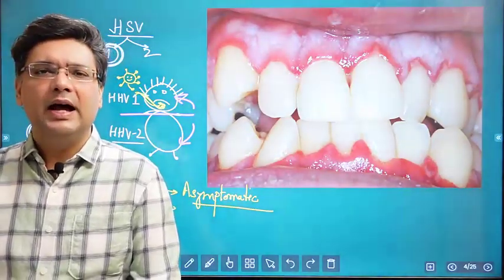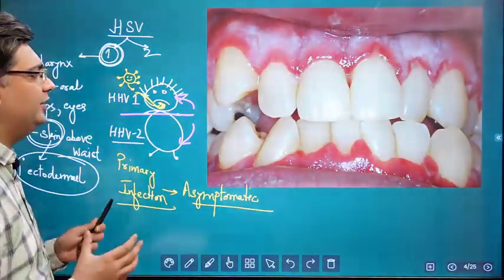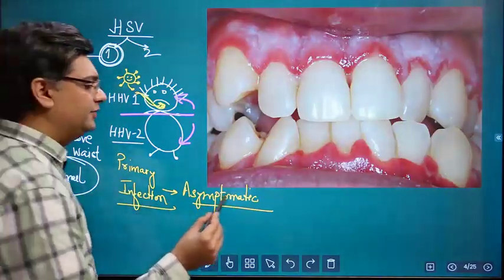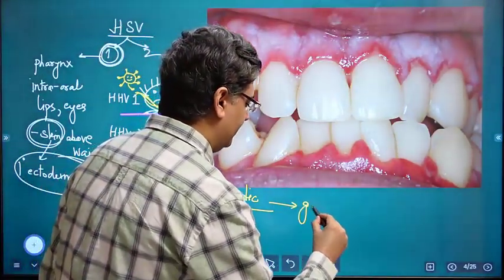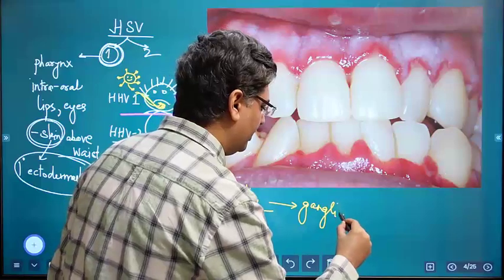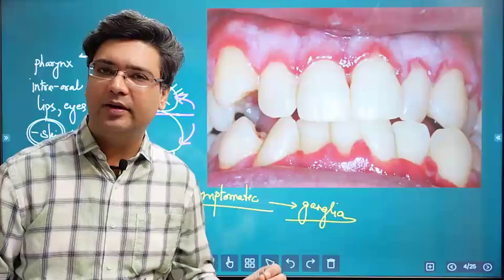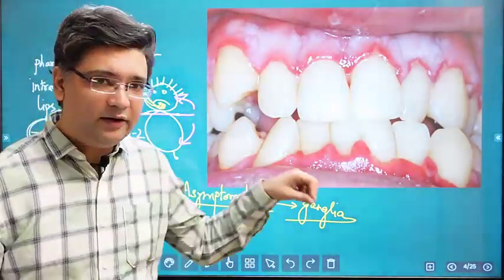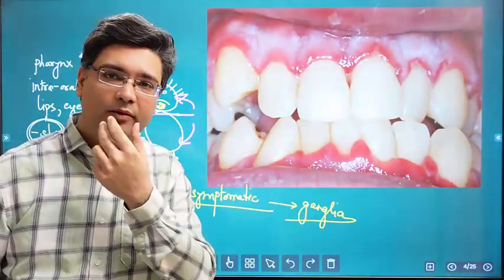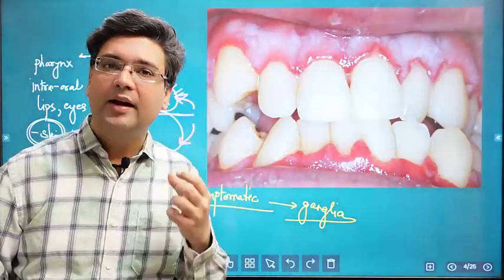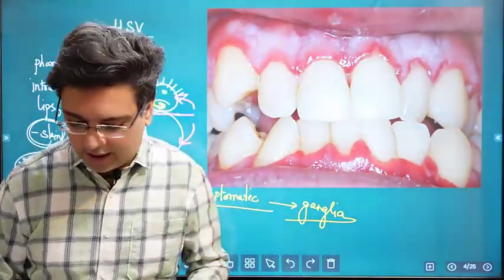And then what happens, this virus travels retrograde and lives in the ganglia. Now the ganglia I am not going to draw here, I am going to talk about when I am going to talk in varicella in detail. Just remember, this virus now will travel retrograde via the ectoderm or via the oral areas. They will go back and they will start residing in the ganglions.